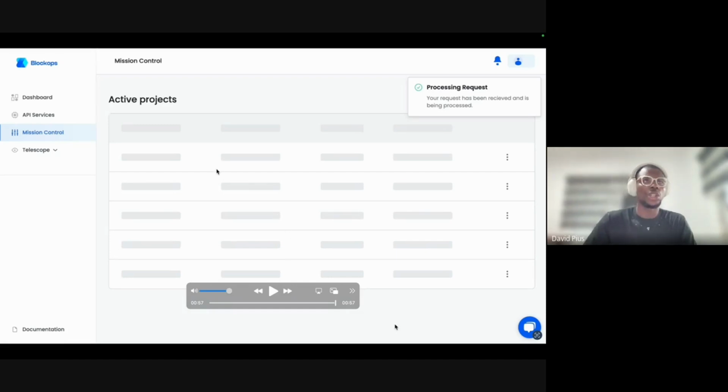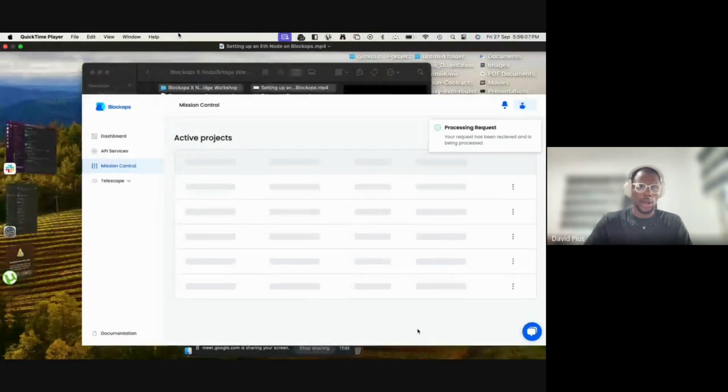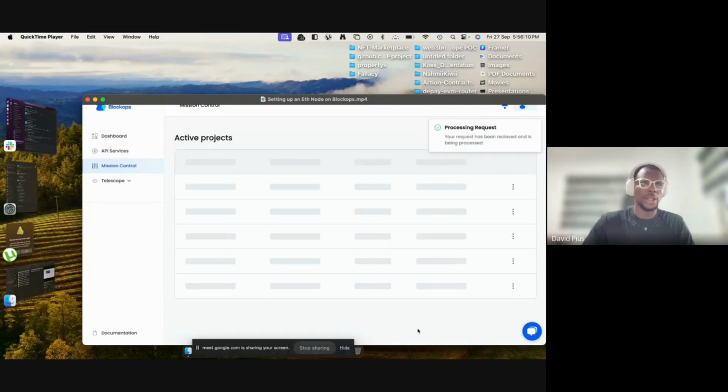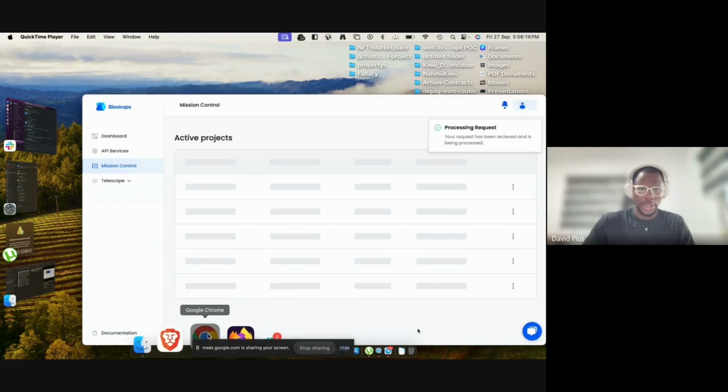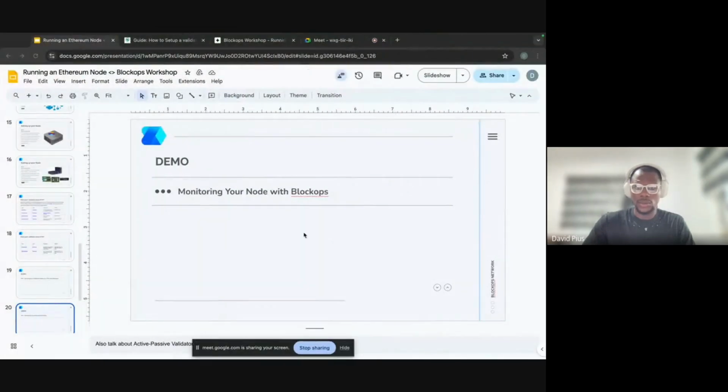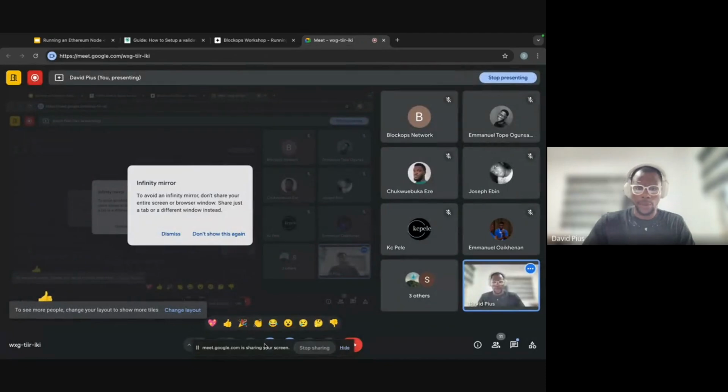Quickly, I just want to share setting up these nodes on bare metal. Currently I have a node running on bare metal, so I'll share my screen on that end. I'll stop sharing here and start sharing from this other end.